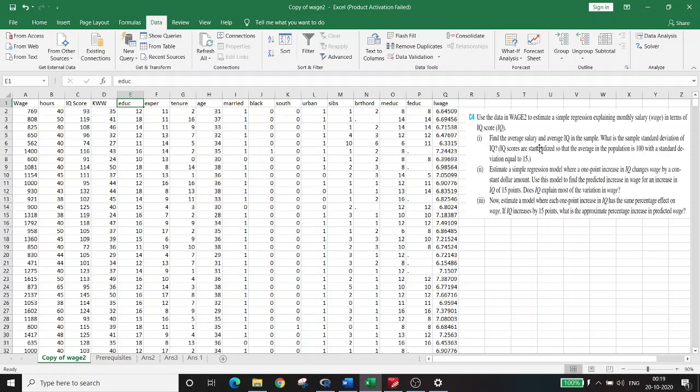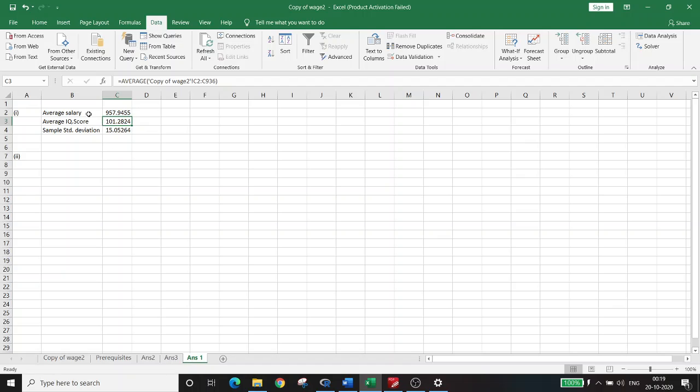The first question is fairly easy. It just asks to find the average salary and average IQ in the sample. What is the sample standard deviation of IQ? It is also given that IQ scores are standardized random variables with an average value of 100 and a standard deviation of 15. So I have solved this answer.